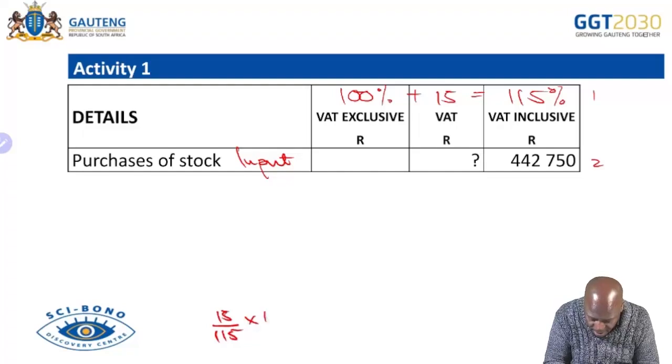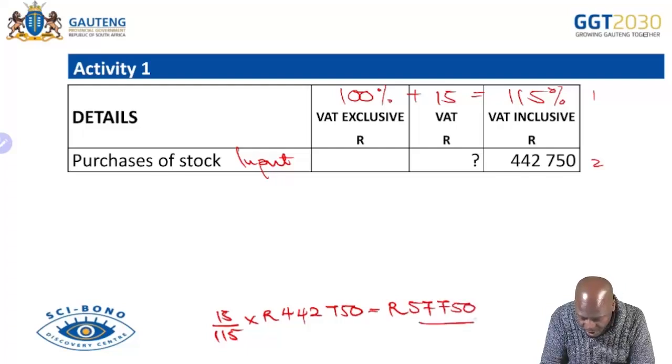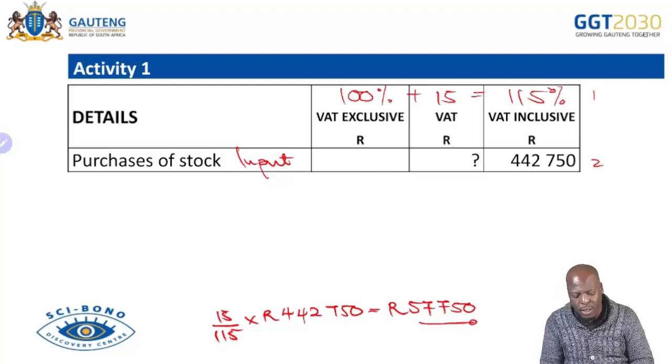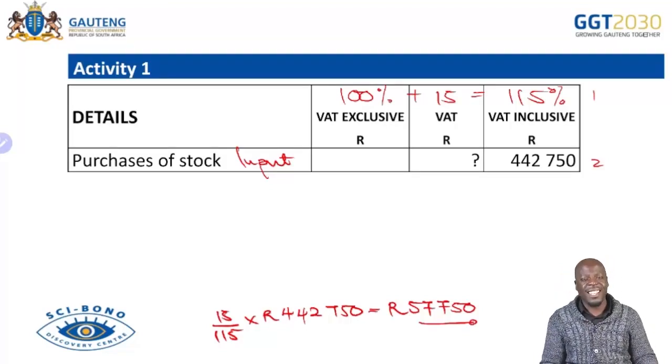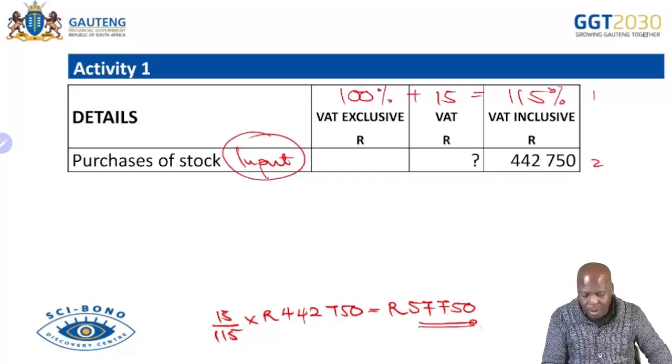And what I have must have a rand, which is 442,750. Please write this together with me, and punch it in now in your calculator. 442,750. How much then do we get? Please punch it in. How much do you get? Yes, you get 57,750. Thank you so much. You get 57,750. This already is easy because you already know it is input, and now you've got the VAT amount.